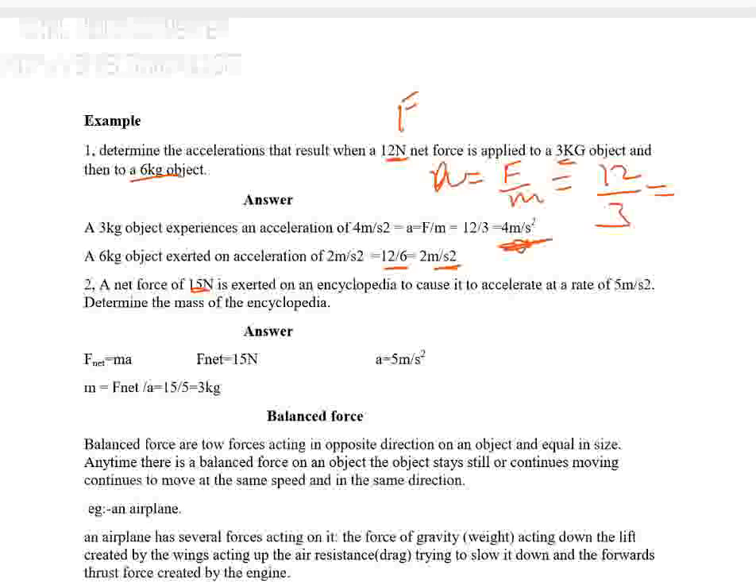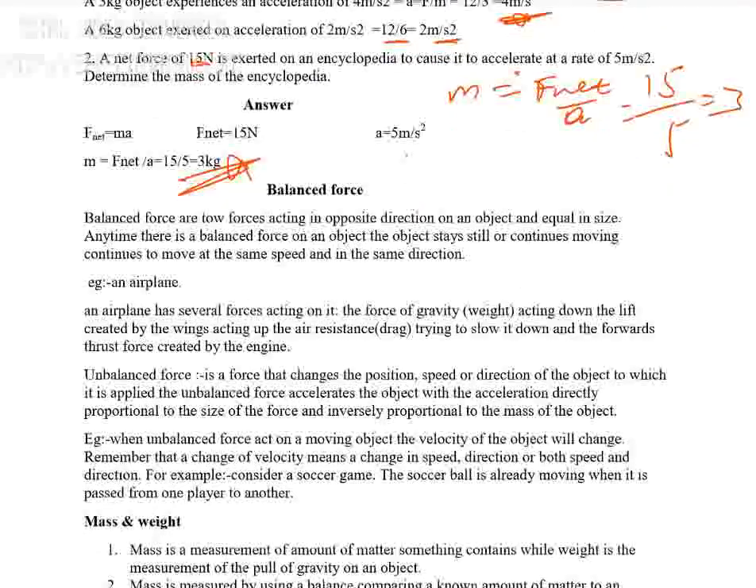A net force of 50 Newton is exerted on an encyclopedia to cause it to accelerate at a rate of 5 meters per second squared. Determine the mass of the encyclopedia. Therefore, from Newton's second law, m becomes F net over acceleration a. The net force is 50 divided by 5, so it becomes 10 kilogram. This is how we can use Newton's second law.